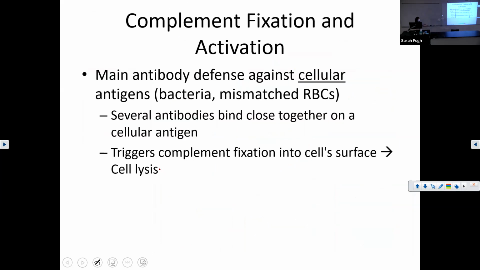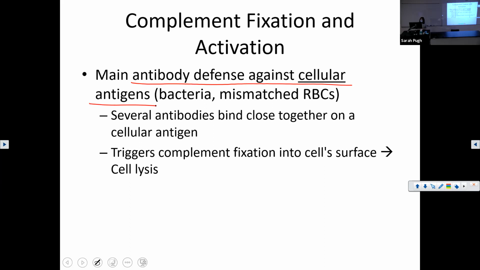And then the last one is complement fixation. This is the main antibody defense against a cellular antigen. So a free-floating bacteria, a mismatched red blood cell, free-floating, well, a virus isn't cellular, but this is complement fixation. This is how you're going to kill off a free-floating living organism that gets in your body that doesn't belong.